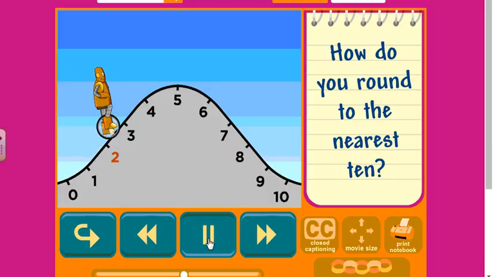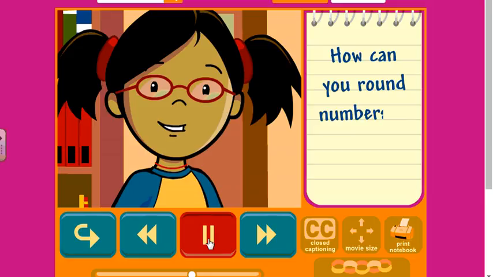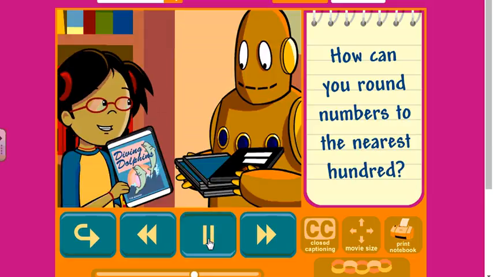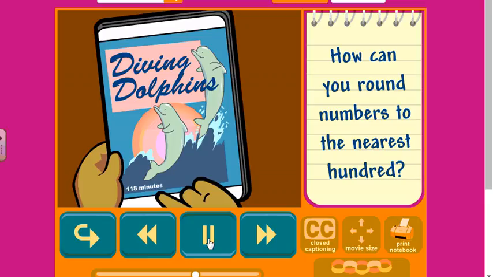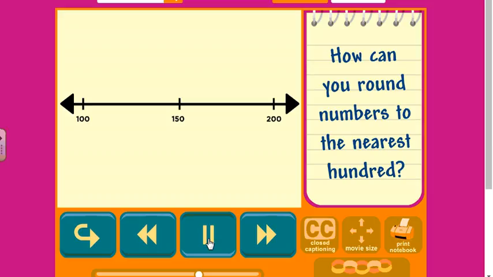When I'm rounding, I like to think of numbers going over a hill. When I reach 5, which is at the top of the hill, it's easier to go over to the other side to a higher number. How can you round numbers to the nearest 100? Check out this movie, Moby. It's about dolphins. About how long is this movie? You can round to the nearest 100.